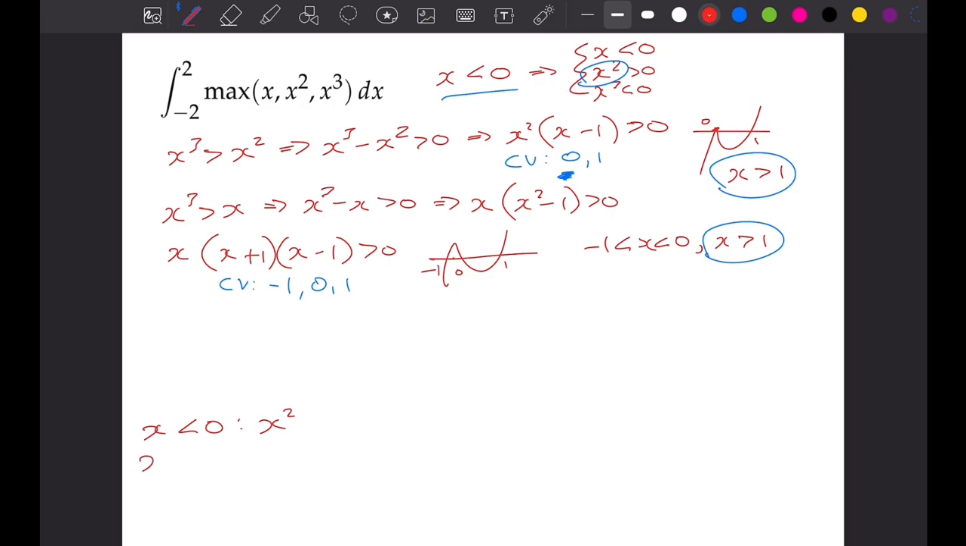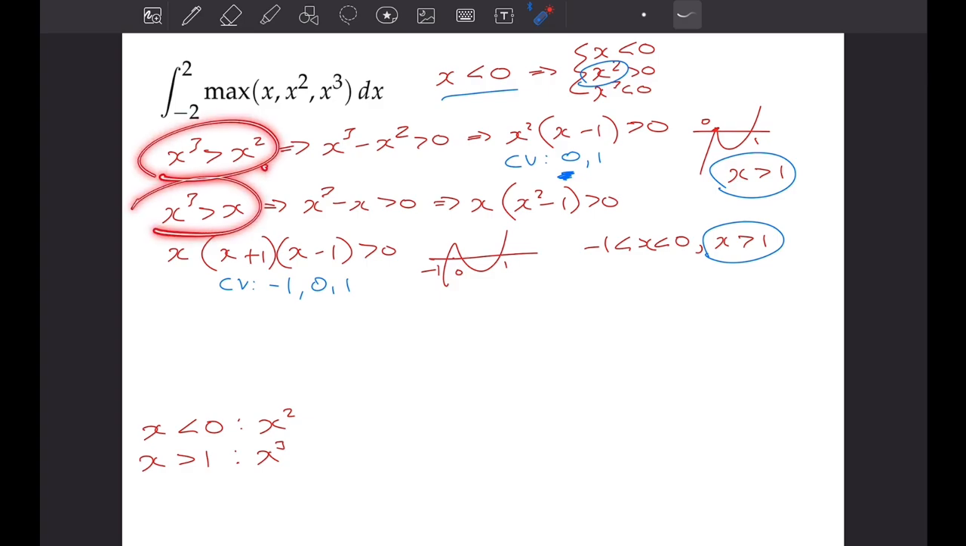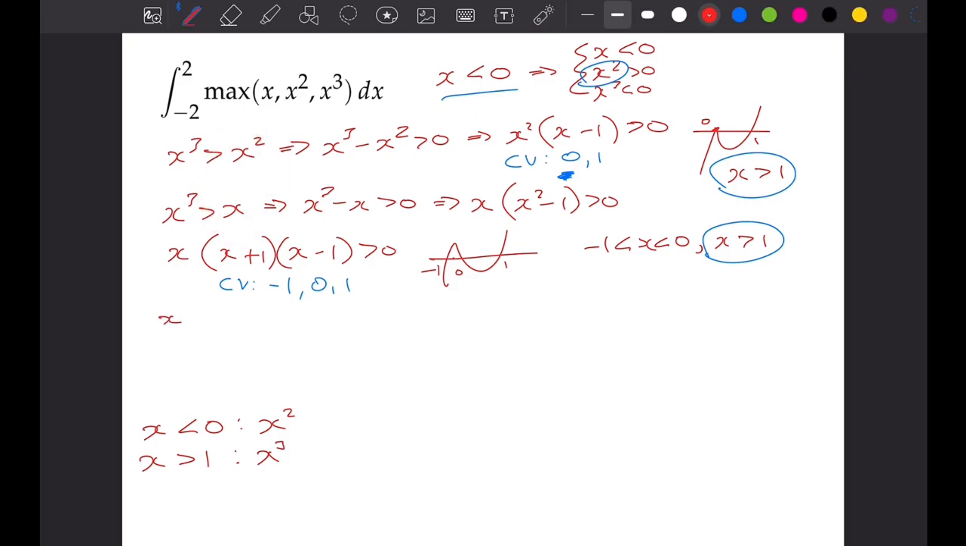So that's another one we can put down here. X being bigger than 1 tells us we have to use x cubed. Now we just need, between 0 and 1, to see which one's going to be the biggest. We compared x cubed with both functions, but we haven't compared these two functions with each other. So let's see, when is x squared going to be bigger than x?